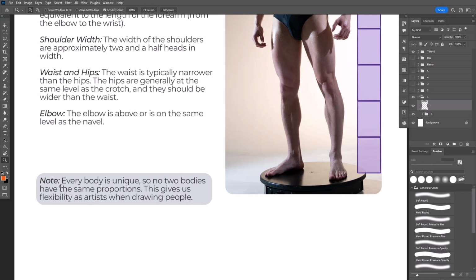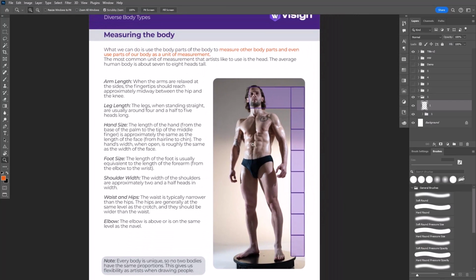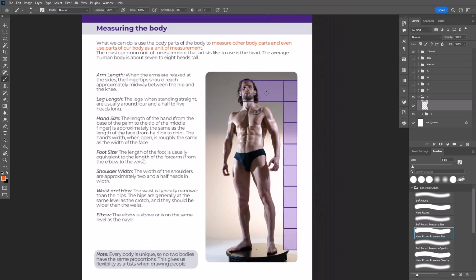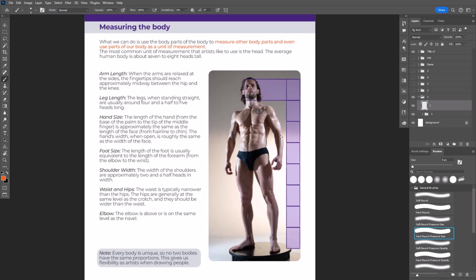Now, note, every body is unique, so no two bodies have the same proportions. Very important, right? This gives us flexibility as artists when drawing people, and it's super nice to know. Some people, when they're studying proportions, almost think that every person is 7 heads tall, or if they have a different rule to go by, 8 heads tall or something. That's not necessarily the case. Obviously, there are averages that we tend to work with, like playing with hot and cold. If you push things too far, it starts to break, but we don't have to be super rigid either, and that takes off a lot of pressure from us.